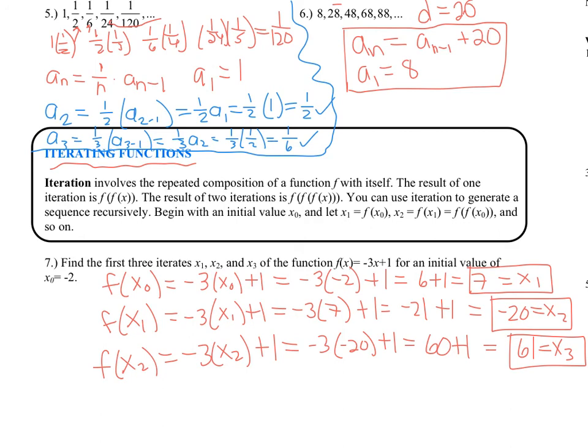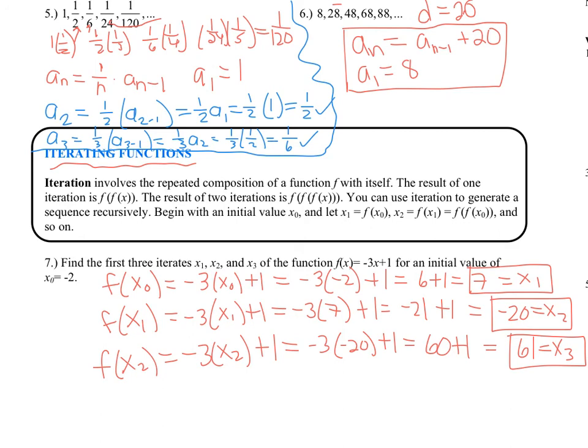And if they wanted you to keep going, you would just take 61, plug it into your function, get an answer, take that answer, plug it back in. That's all iteration means, is you take your starting value, plug it into the function, get an answer, and then take that answer, plug it back into the function, get another answer, plug that back in, and so on. You just keep composing the function with itself.